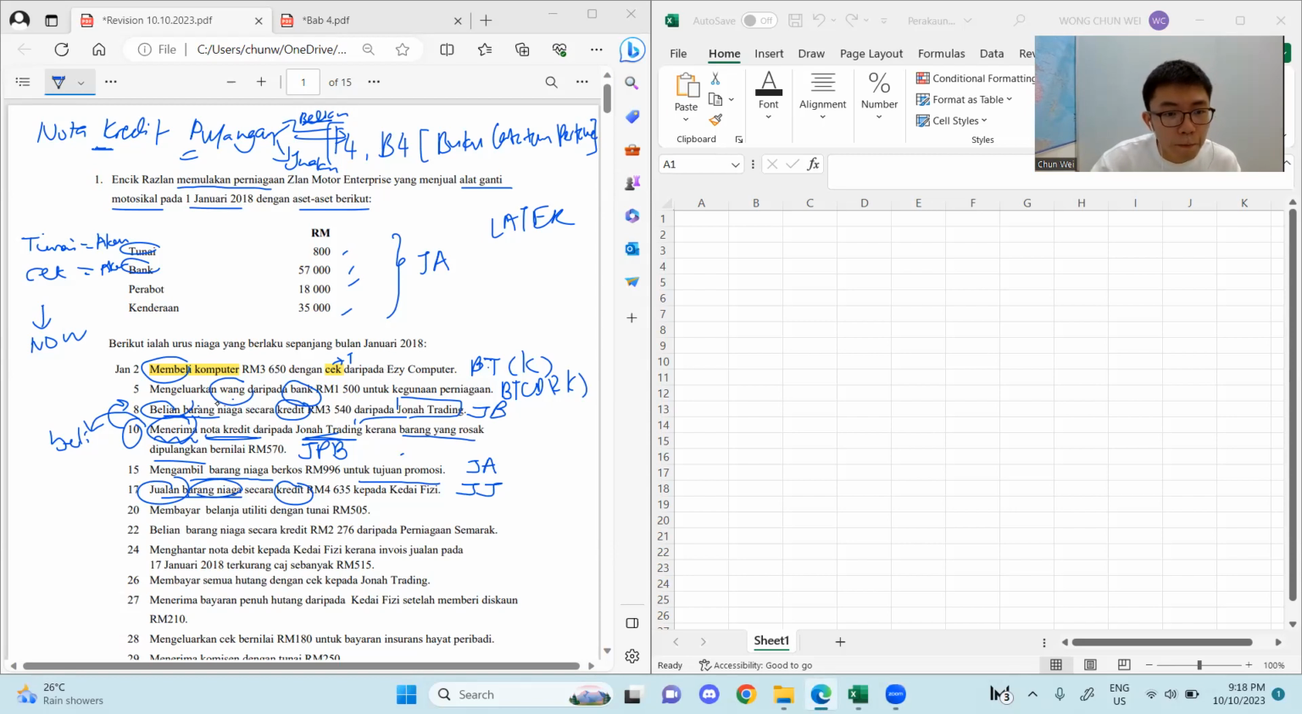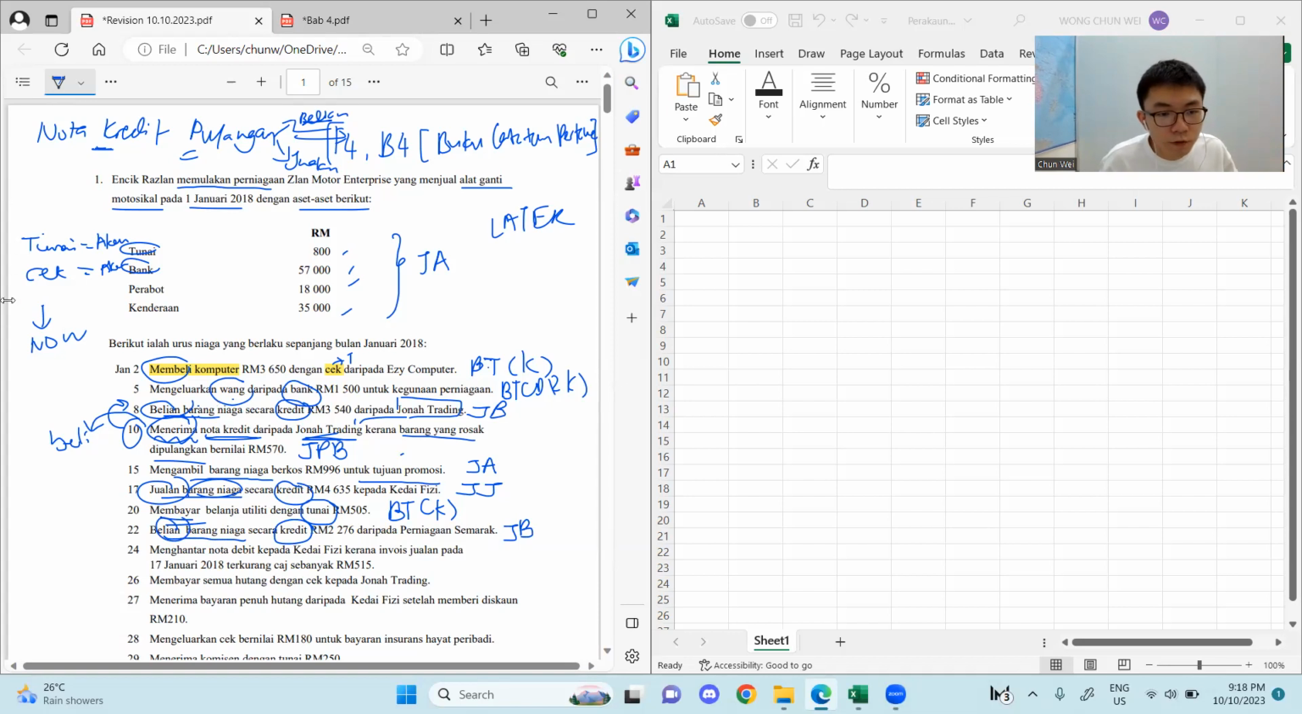Okay, now, you bayar belanja utility dengan tunai. You know where to record it, right? Buku tunai. Okay, you bayar means your money goes out. Money goes out means credit. So it's on the credit side. Okay, 22. Belian barang niaga secara kredit again. Secara kredit is jurnal. Barang niaga maksud is under the jurnal khas. So is it the jurnal belian? So already tell you is belian lah, right? So this is jurnal belian.